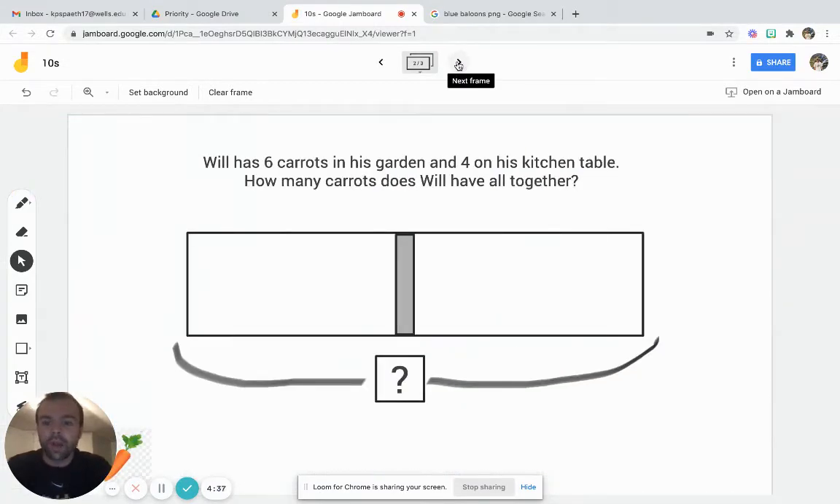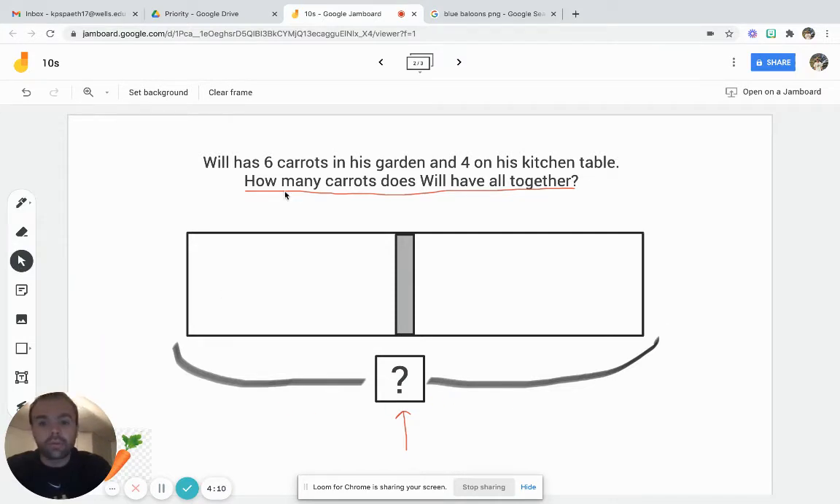The first word problem says, Will has 6 carrots in his garden and 4 on his kitchen table. How many carrots does Will have altogether? The first thing we want to look at is, what is the problem asking us? It's saying, how many carrots does Will have altogether? So you see our question mark is down here because, if you remember, with the bar model, we always have our total down at the bottom.